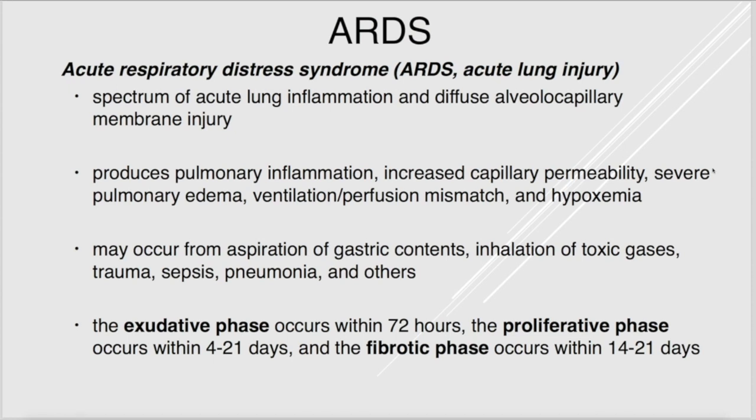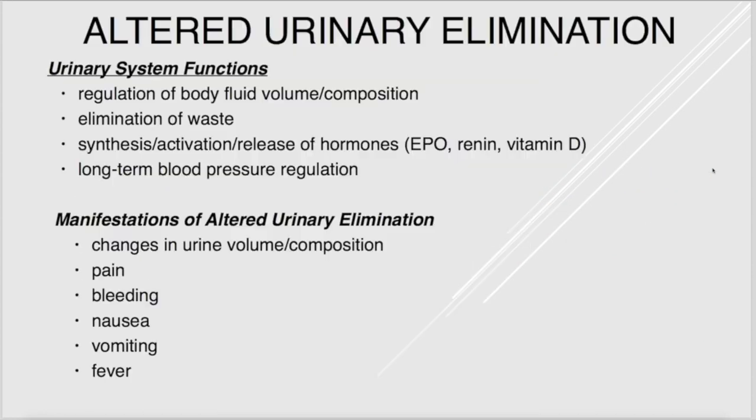Okay, so we didn't have time to cover ARDS. And then we went into the urinary system. So the functions of the urinary system: regulation of body fluid volume, a lot of that's because of RAS, which we went over again, as well as body fluid composition. Elimination of waste, things like urea, ammonia.